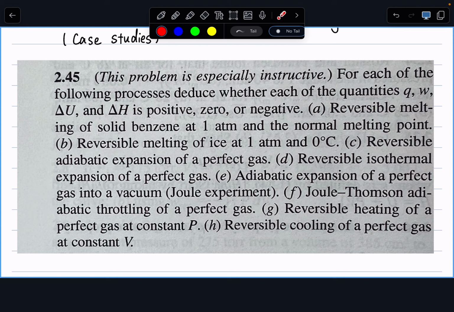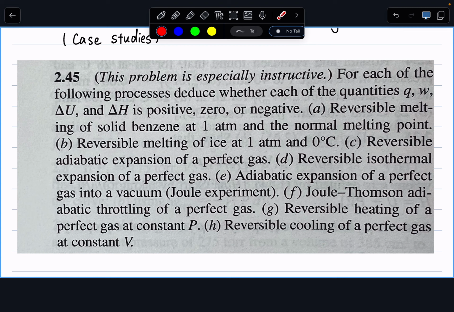This is a constant pressure process. Remember, we talked about the physical meaning of enthalpy at constant pressure. We have delta H equals QP. So my Q is also a positive value.